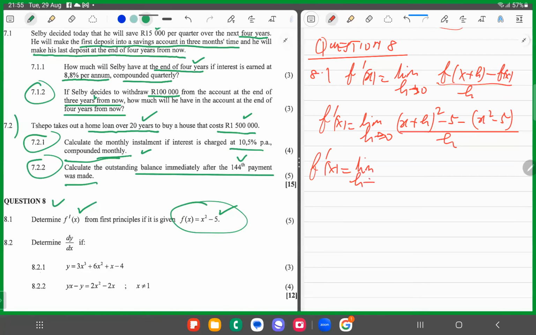The limit as h tends to 0, h approaches 0. You square this. This one use the FOIL method. So you square x, times h times 2 is 2xh. You square h, you have h squared, you minus 5, you minus x squared, you add 5. You must distribute by the negative. Right, so you have this. Plus 5, and then you divide like this by h.